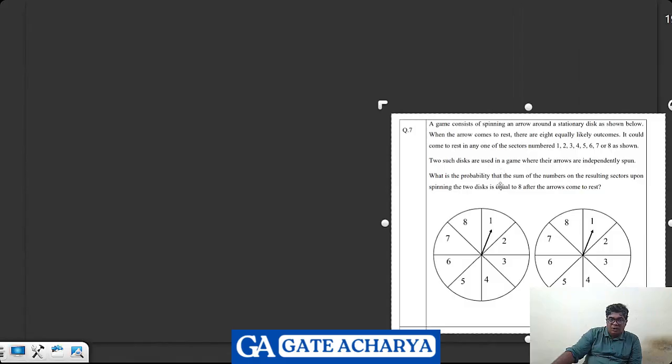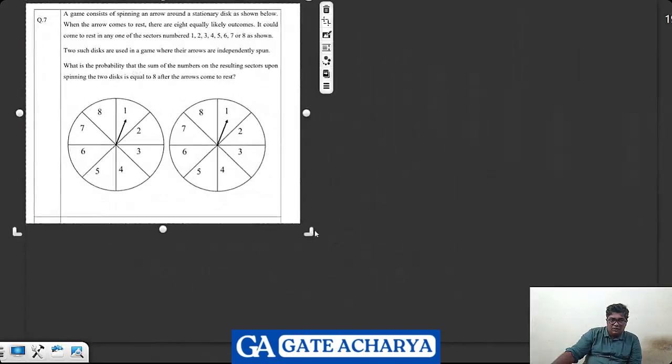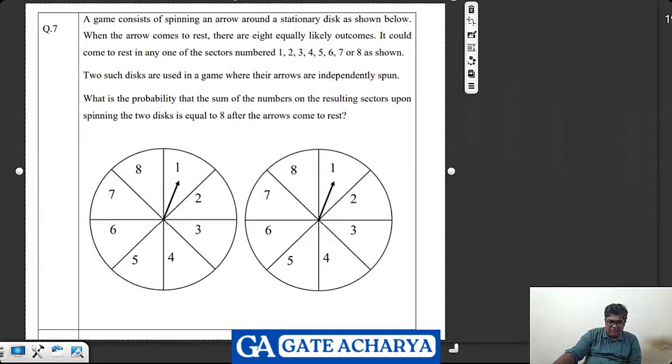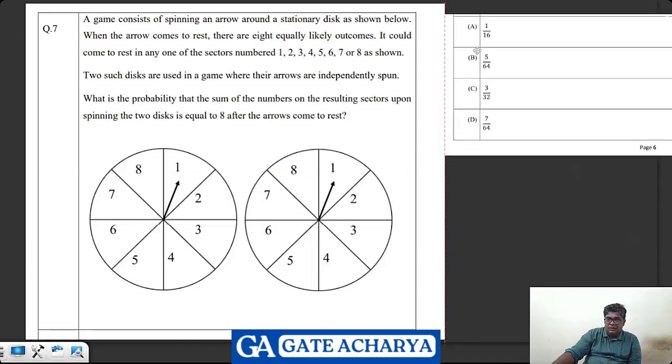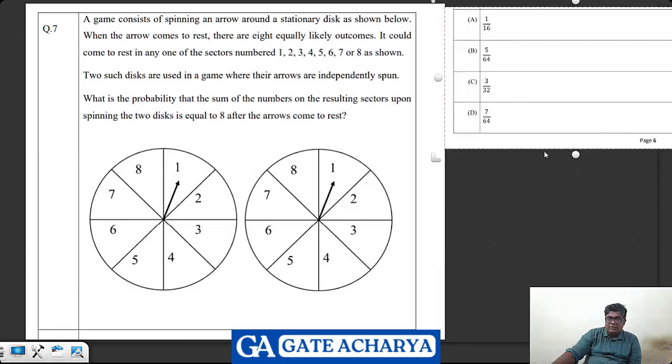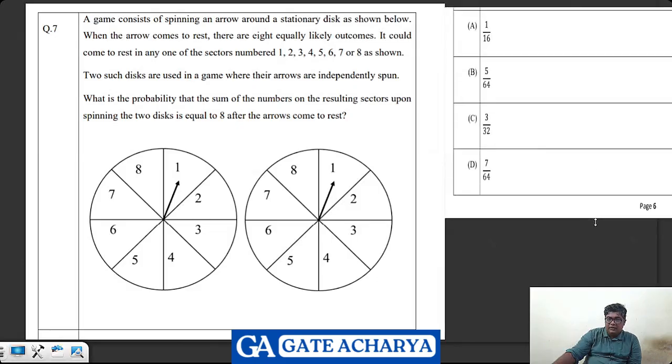Okay, this was a probability question. This is just the first part. Options will be later on. I will show you the options. If you want, I can write it here. This is what the options look like. Options A, if you want, I can magnify it. Option A is 1 by 16, 5 by 64, 3 by 32, 7 by 64.